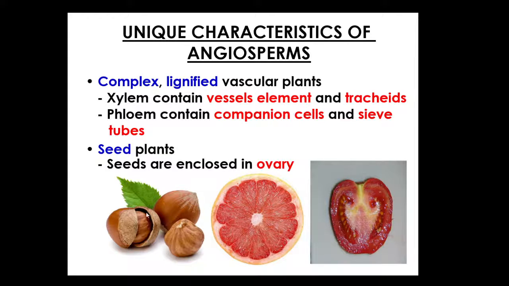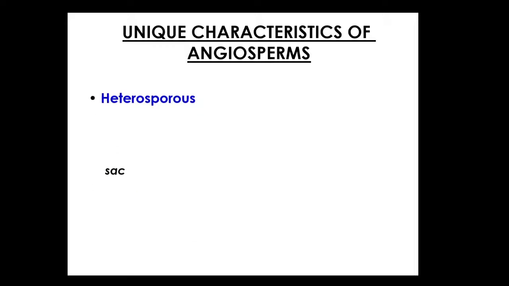So if you look at this nut, that is enclosed in an ovary. This is a blood orange. Okay, the seeds are in there somewhere, and all of this is the fruity part. The fruity part is the ovary. This is a cherry tomato. You see the seeds, and around it is the fruit. The fruit is what used to be the ovary. Okay, so all angiosperms are seed plants with seed enclosed in ovary.